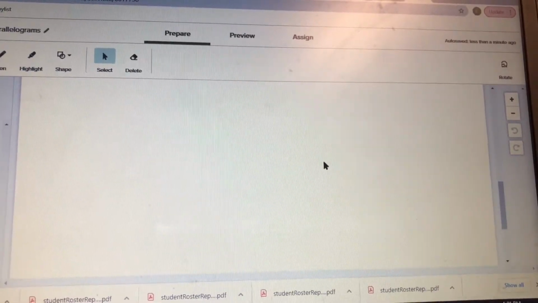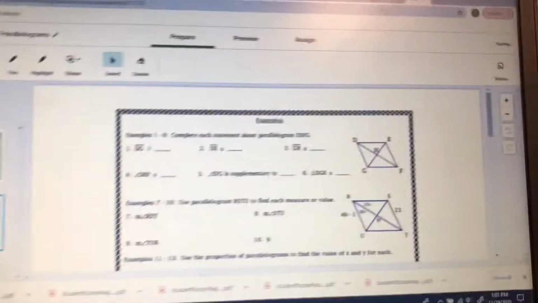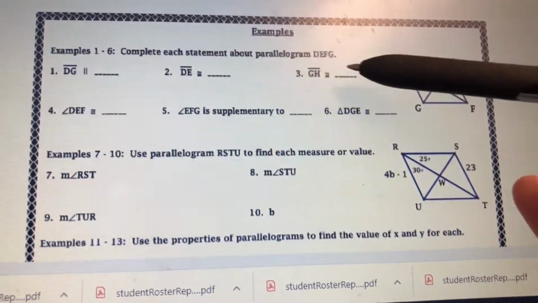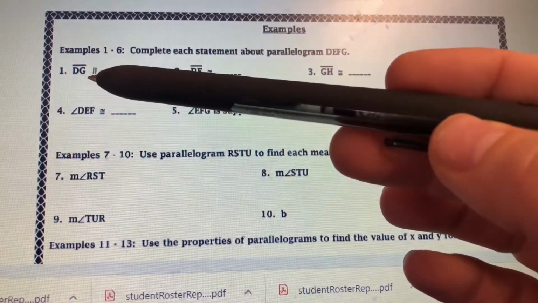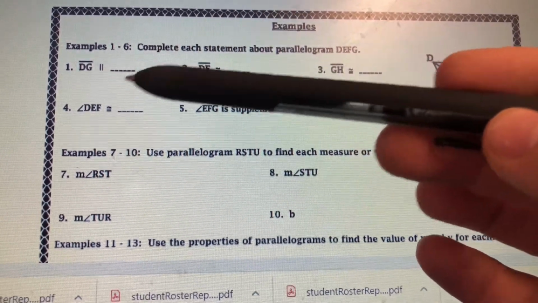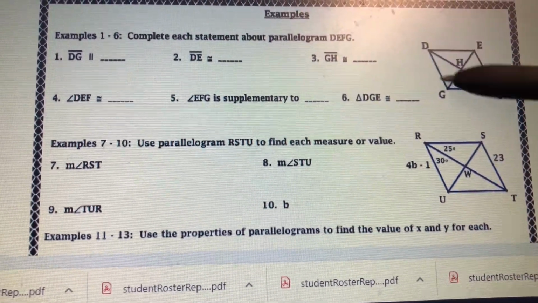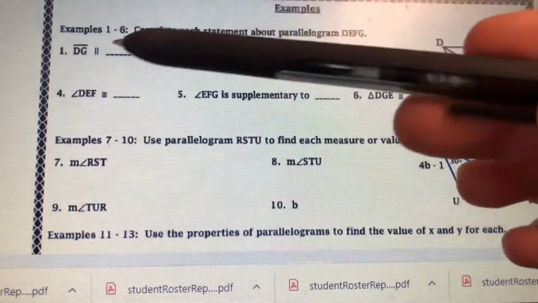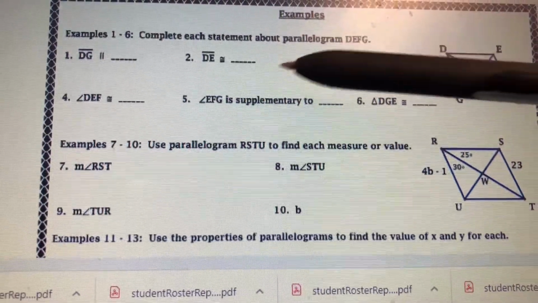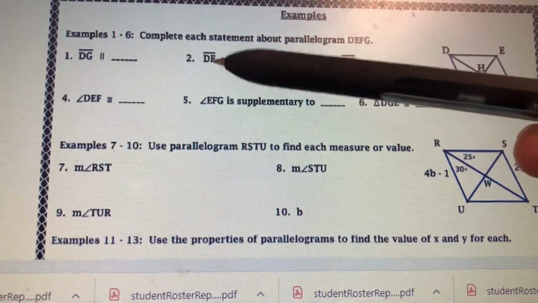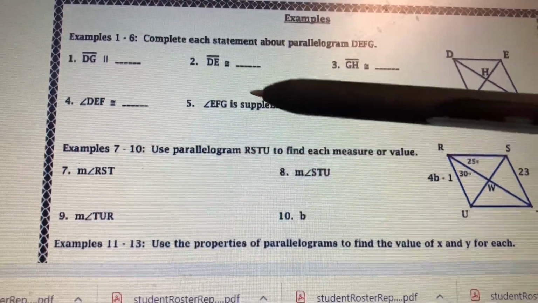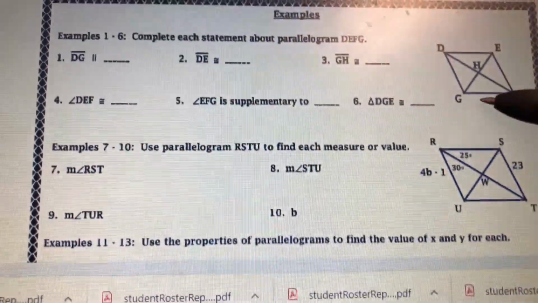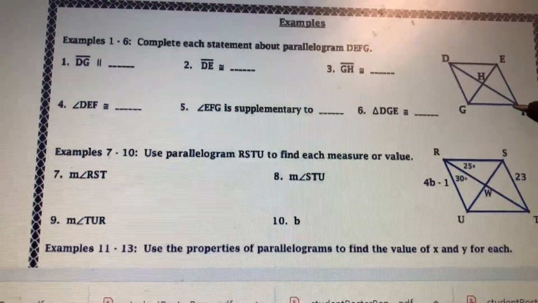So then when we start to look at our problems here for the notes, it says, complete each statement about the parallelogram. So it says that line segment DG is parallel to what line segment? So DG's here, so opposite sides are parallel and congruent, so the first one would be EF. So here you would just put EF when you type. And then this one, line segment DE, and this little symbol is congruent, so it's asking which line segment is congruent to DE. So again, opposite sides are parallel and congruent, so that would be GF.